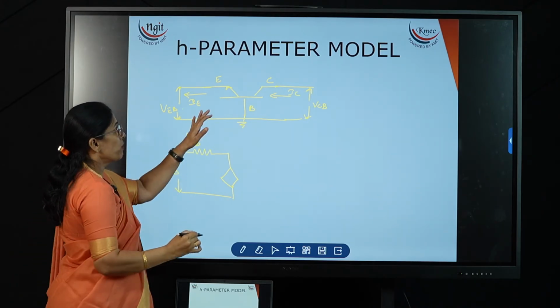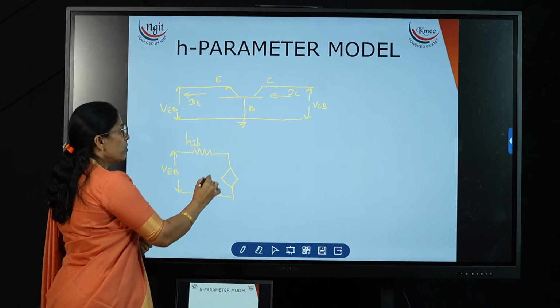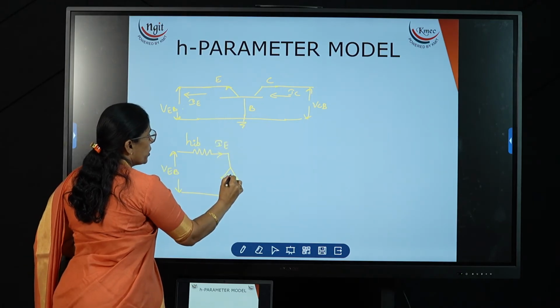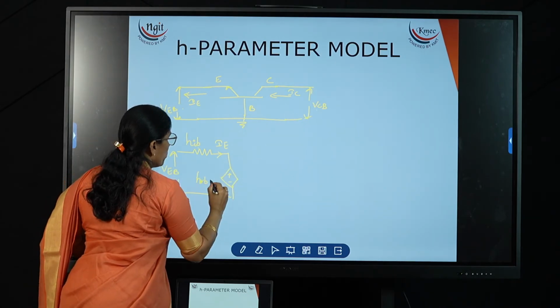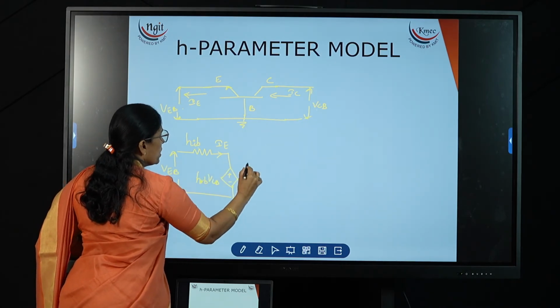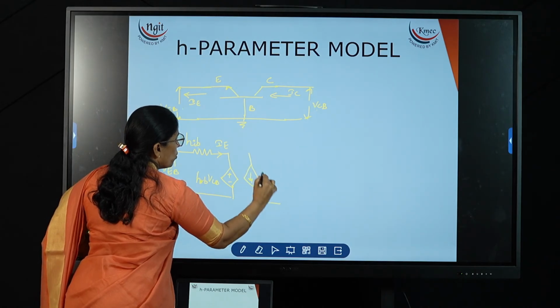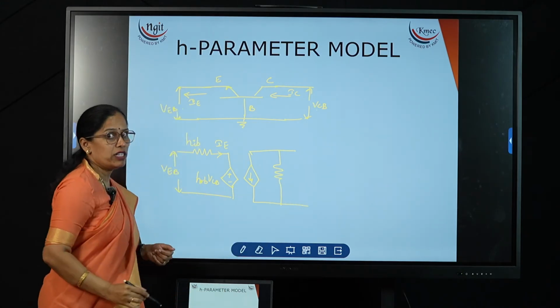HIB. Because this is a common base configuration, we have to show the second suffix as B. And what is the current in the input? It is IE. And what is the dependent voltage source? HRB. And output voltage we have to take VCB. Similarly, on the output side we have to put a node, one dependent current source in parallel with the admittance.